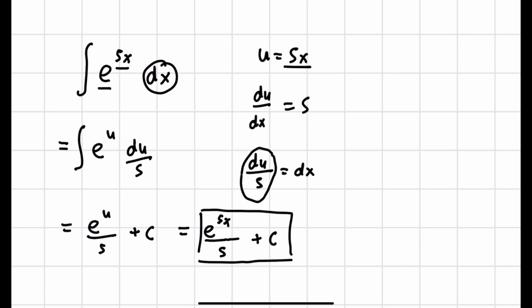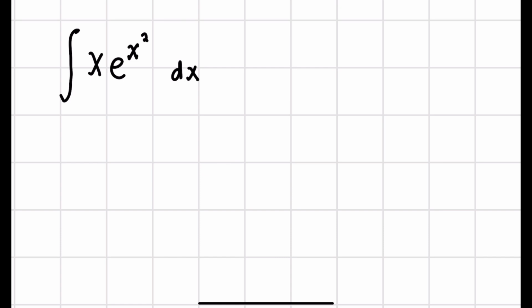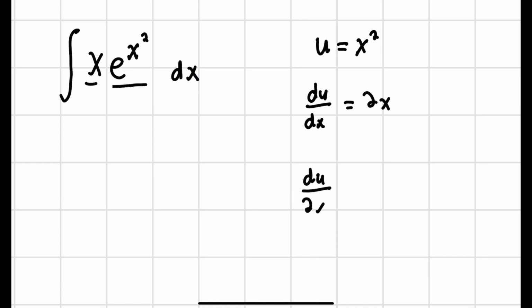In our next example, we have x times e to the x to the power of 2. So let's use u substitution again. So let's try to use u is equal to x squared. And then let's find the derivative of that. So the derivative of that is equal to 2x. And let's rearrange everything. So du over 2x is equal to dx.